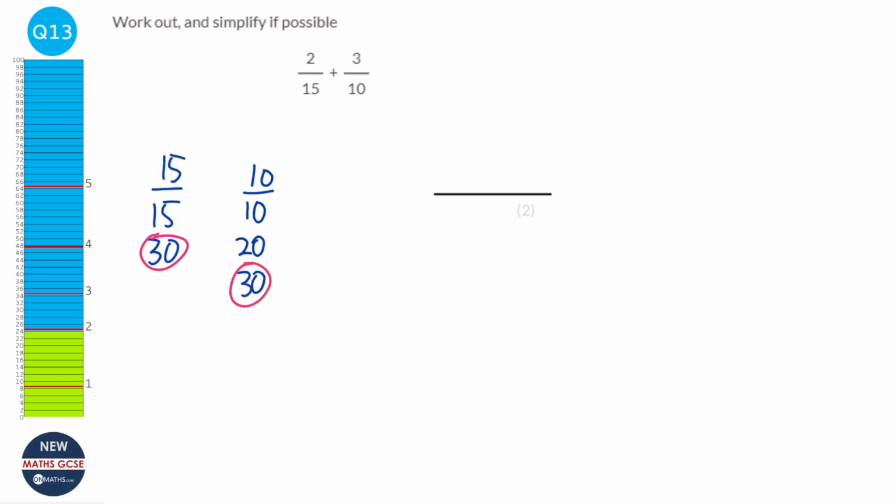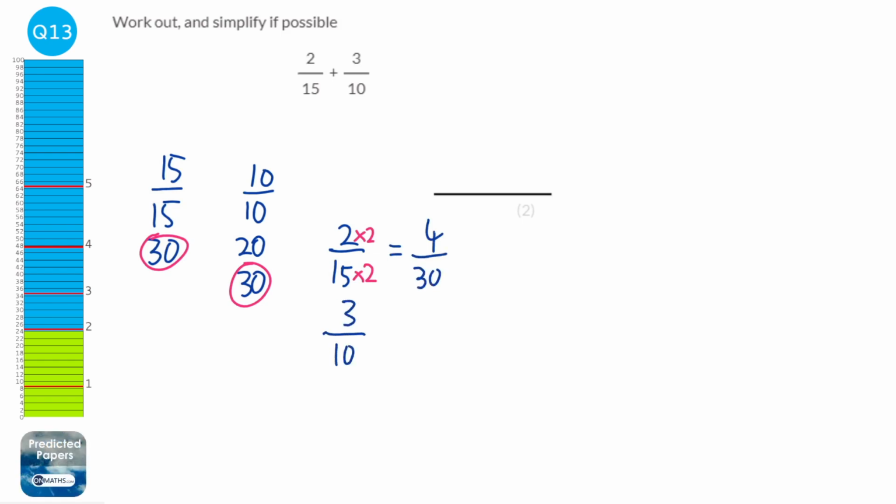So for 2 over 15, all we do is we times top and bottom by 2 to get to 30. So it becomes 4 over 30. And for 3 over 10, we just times top and bottom by 3, which would make 9 over 30. So we can rewrite this question as 4 over 30 plus 9 over 30.